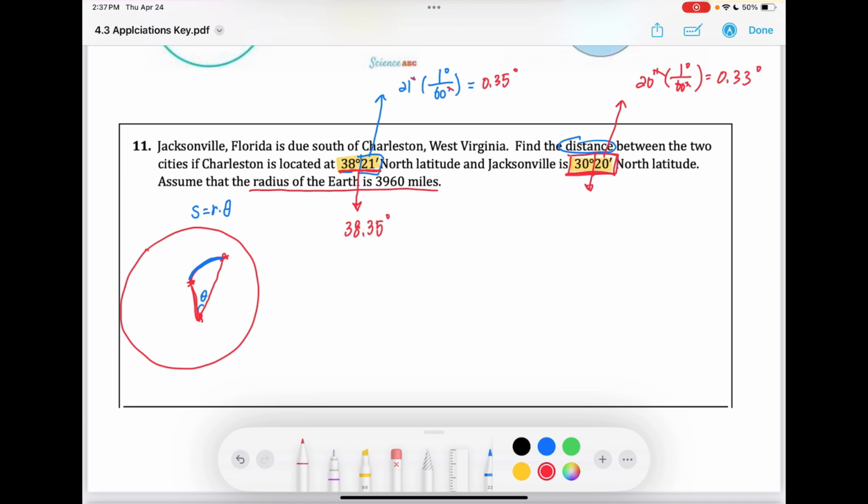So this tells me the location for Jacksonville is at 30.33 degrees. Now you may say, so what? Given two different locations, the distance comes from the difference. When the location is given in degrees, minutes, seconds, the angle theta is also the difference. So theta equals 38.35 degrees minus 30.33 degrees, and I know my central angle is equal to 8.02 degrees.